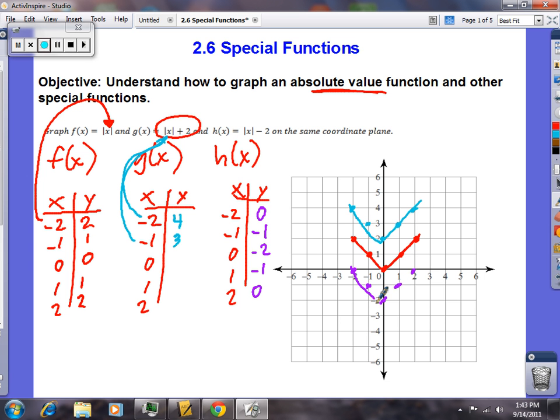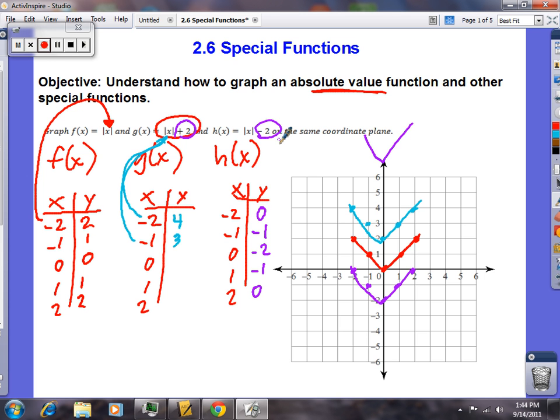So they all look the same, but how are they different? And what made them different? This number. What does this number do? The number outside the absolute value. What is the plus 2 and the minus 2? What did they do? They just shifted it up 2 or down 2. So what if this would have been plus 8? It would have been the same graph, just up 8. Like right here. Or if it would have been minus 8, it would have been all the way down here.